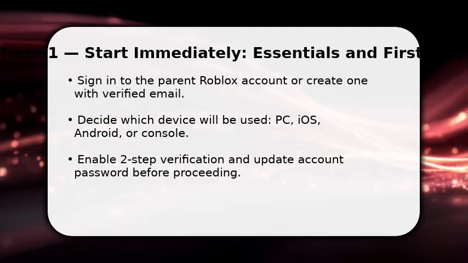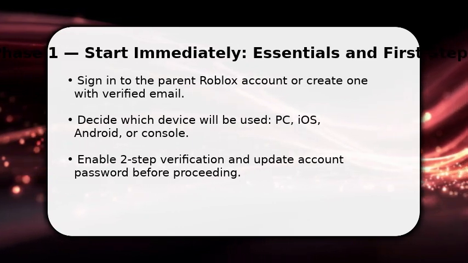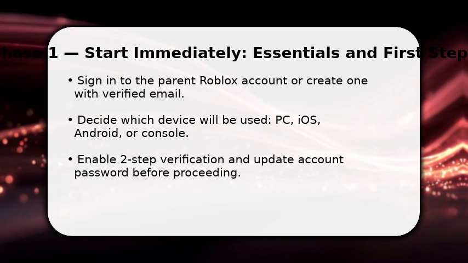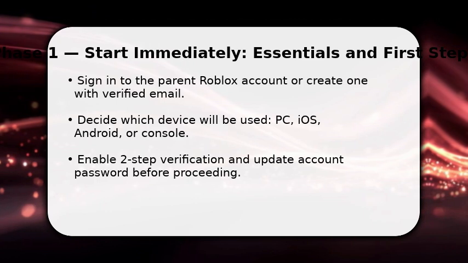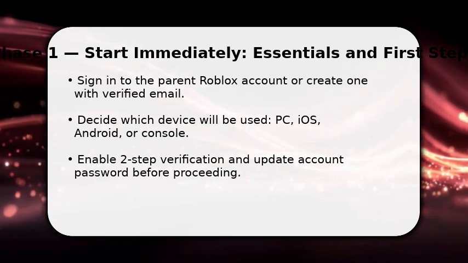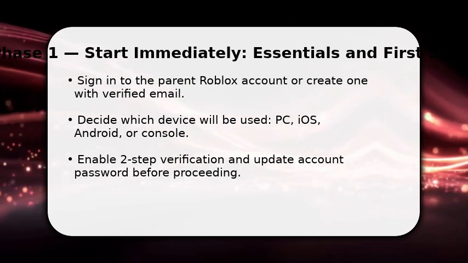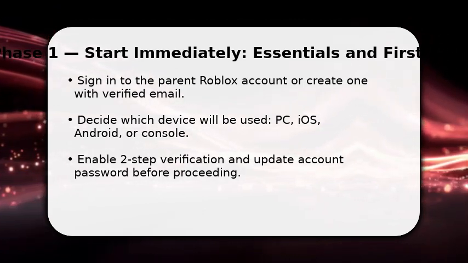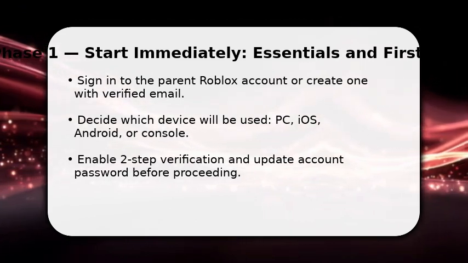You start by signing into the parent account and verifying the email so you control settings. This is essential. Once signed in, confirm the child's username and the device you'll manage, PC, iOS, Android, or console, because menu locations differ. Next, enable two-step verification and change the password to something unique. This prevents the child from reconfiguring controls.